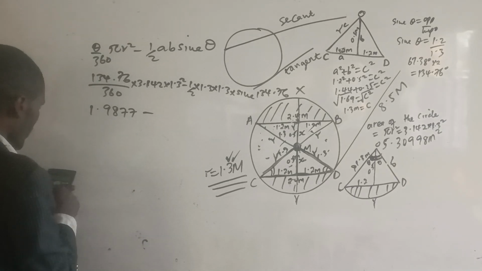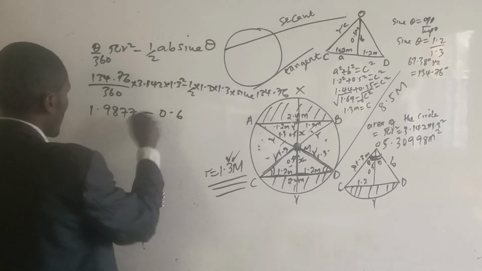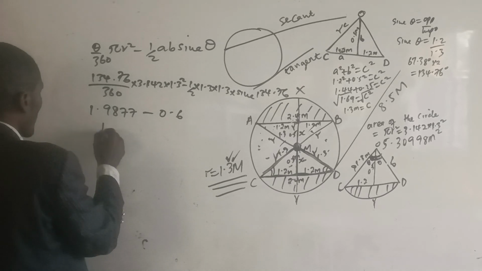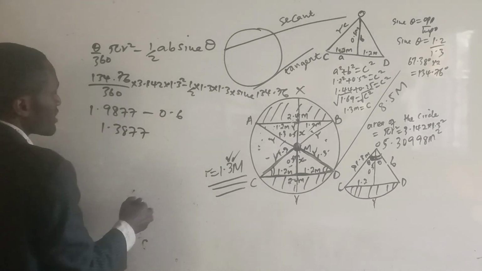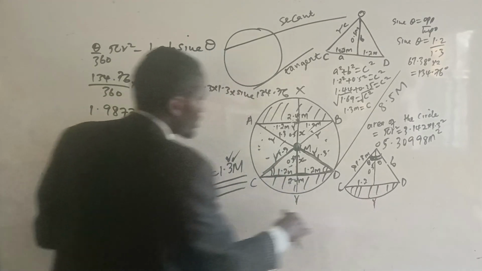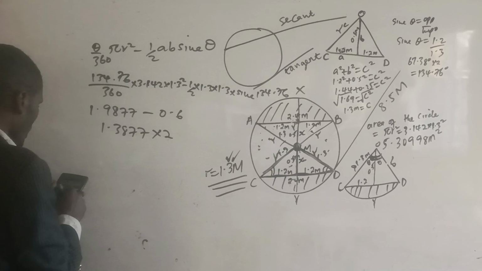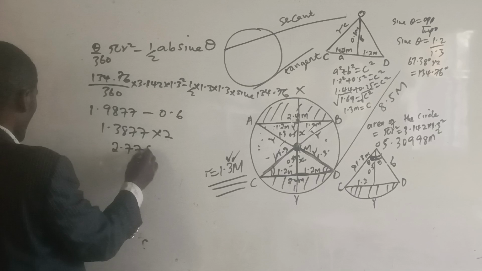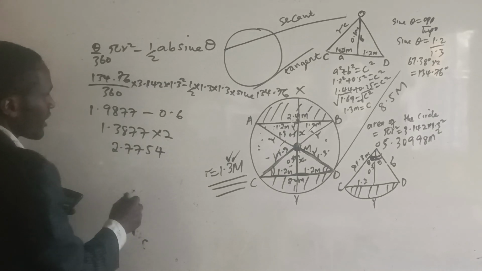Okay, then let's get to this other end. So 0.5, or a half, times 1.69, which is 1.3 times 1.3, then times sine 134.76. So it is 0.6. So you can get the difference: minus 1.9877 gives us 1.3877. That's the area of this part only. Then you say times 2, so we shall have 2.7754. That's the area of these parts.